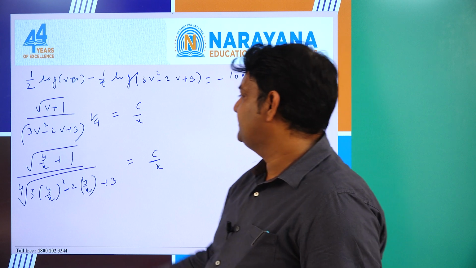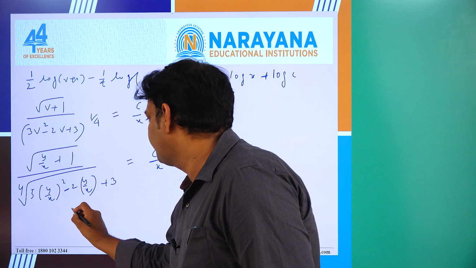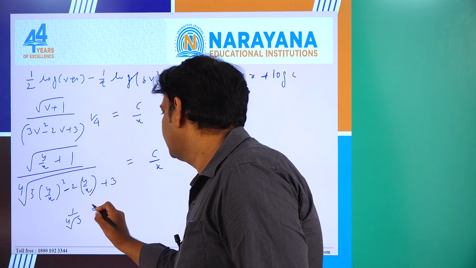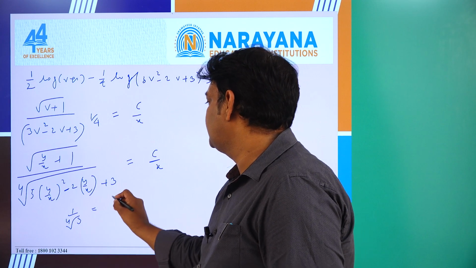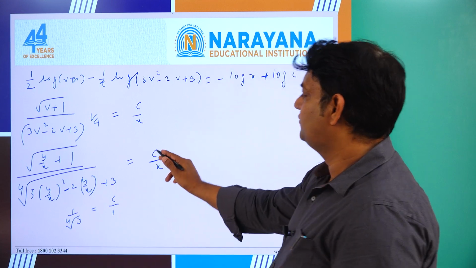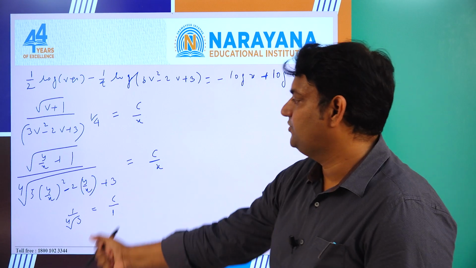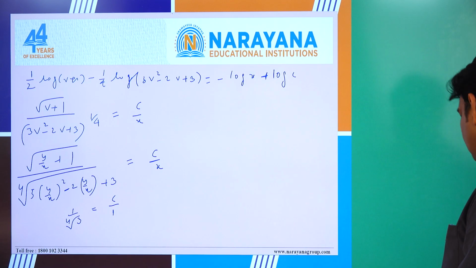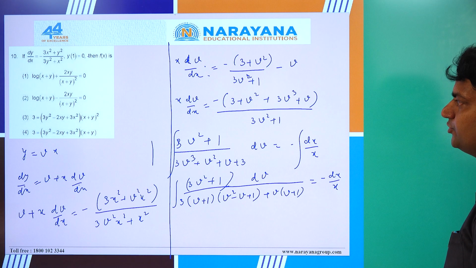X is 1, y is 0, 0, 1 by 4th root of 3 is equal to c by x. What is x? 1. So c is what? 4th root of 3. Substitute the c value here. Do power 4 on both sides and your answer will come.